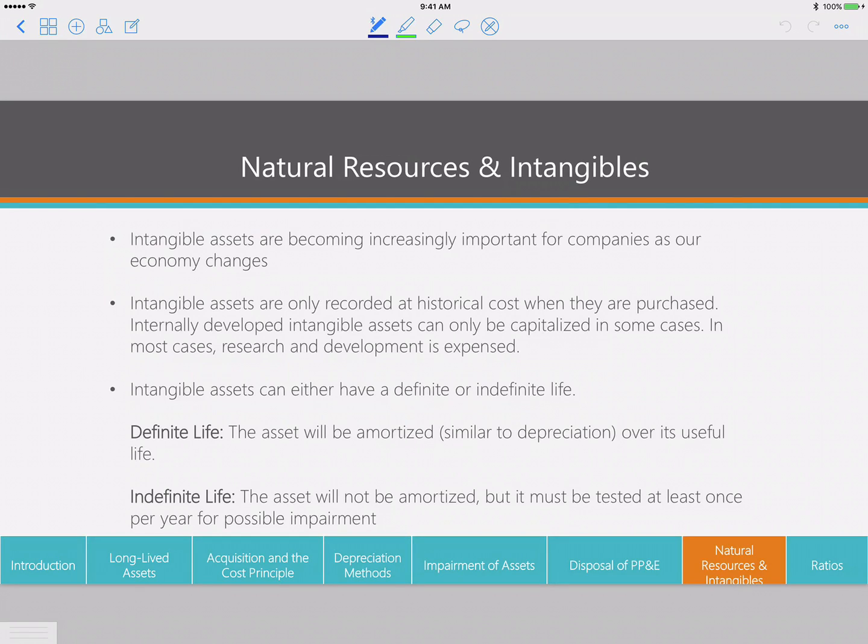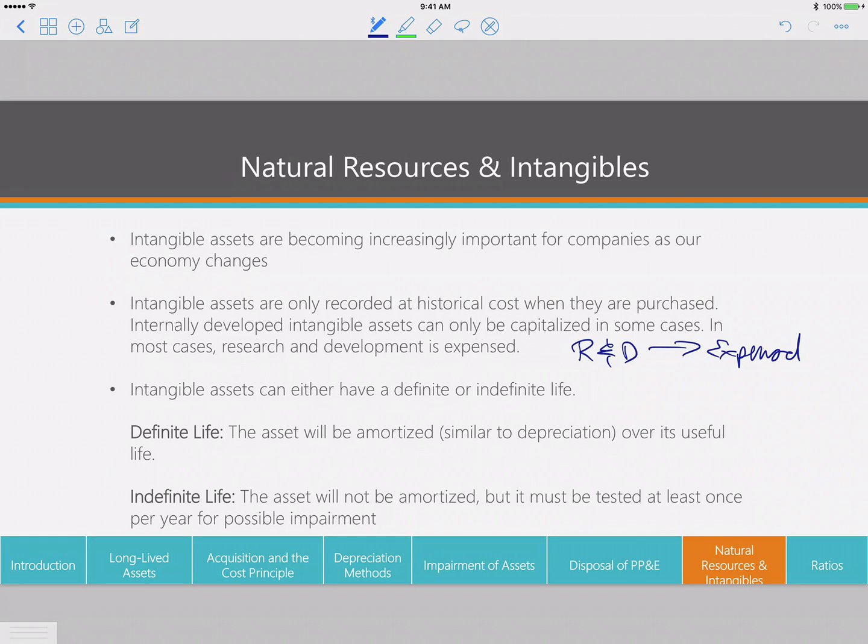Intangible assets are often only recorded at historical cost when they are purchased, because internally developed intangible assets can only be capitalized in some cases. In most cases, R&D is expensed. There are cases where you can capitalize research and development costs, and I recommend you look at your book if you're interested in learning how this works.